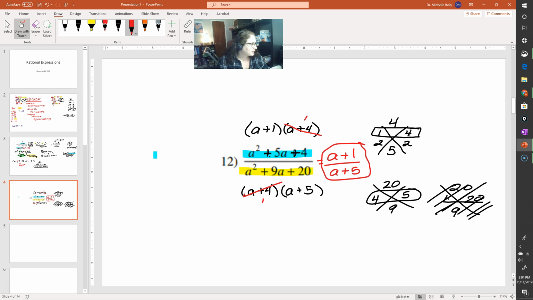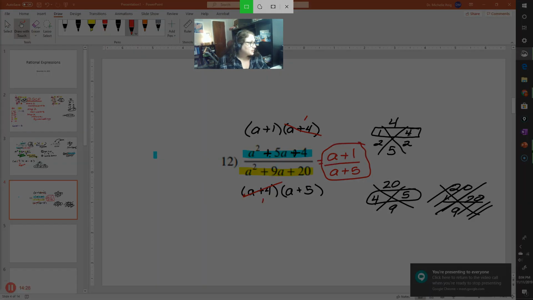Okay, let's look at a different one. Okay, another thing you might have to do is you might have to flip the fraction. So I'm going to show you a really bizarro one right here.